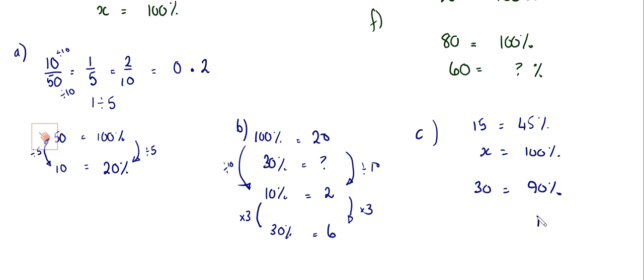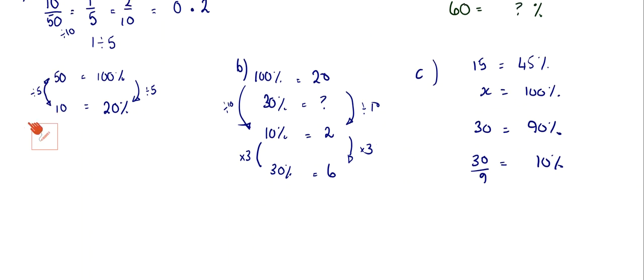Okay. 10% is 30 divided by 9. It's going to be a decimal, isn't it? Yeah. And then I need to times by 10. So 100% is 30 divided by 9 times 10. And you could do that on your calculator. That would be 33 point recurring decimal. 33 and 1/3, I'll say.